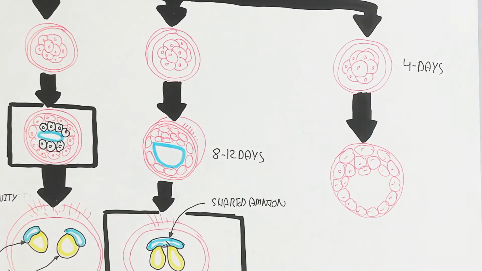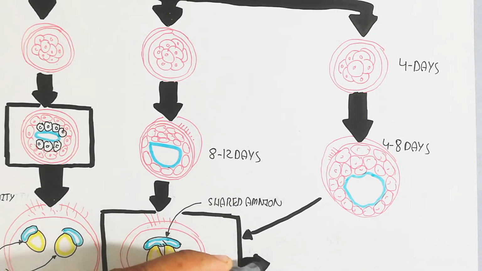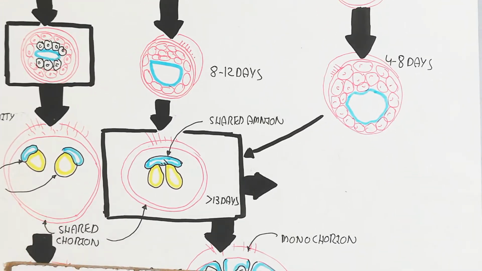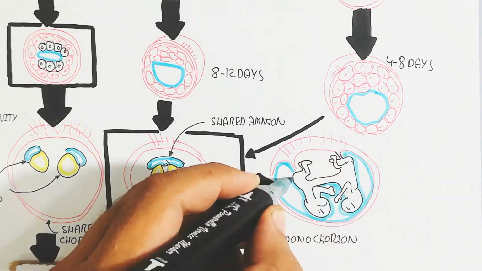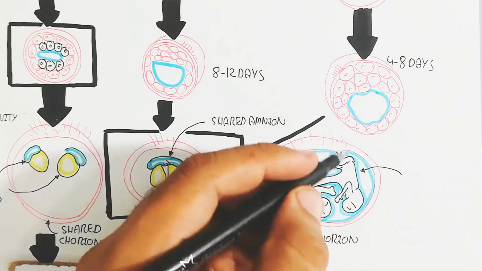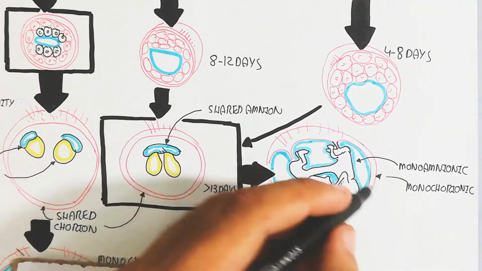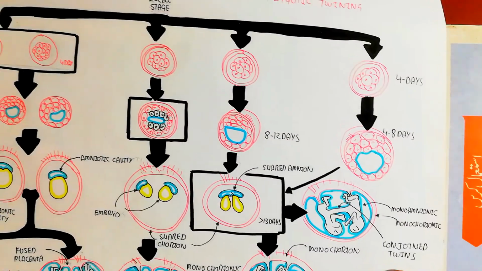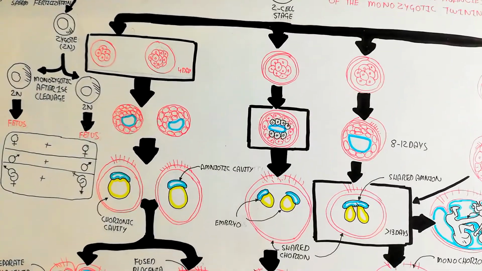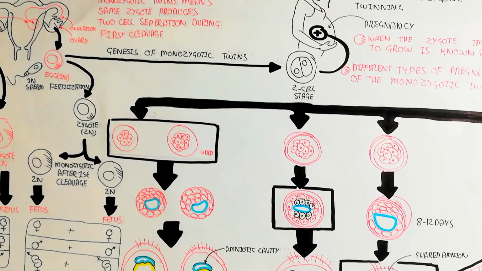After 4 to 8 days, the blastocyst formation will lead to a different thing, which is a complication. In this complication, it is monoamnionic and also monochorionic, but the condition is conjoined twins. In this way, the twins will be joined. The head can be joined, the abdomen can be joined, or the leg. It is an incomplete separation during twin formation, because the replication of the zygote at the two-cell stage does not divide completely.